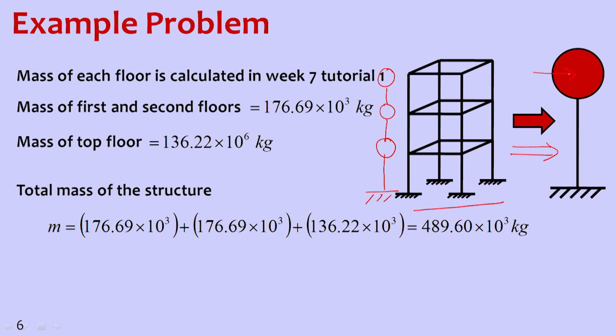So whatever force is acting on the structure, assume it to be acting on the top floor. So total mass is lumped here and stiffness is lumped only in this section, whereas damping is also present here and mass is lumped here. So total mass, which is the addition of 176.69 into 10 to the power of 3 kg and 136.22 into 10 to the power of 3 kg, is added up, and finally the mass is calculated as 489.6 into 10 to the power of 3 kg.